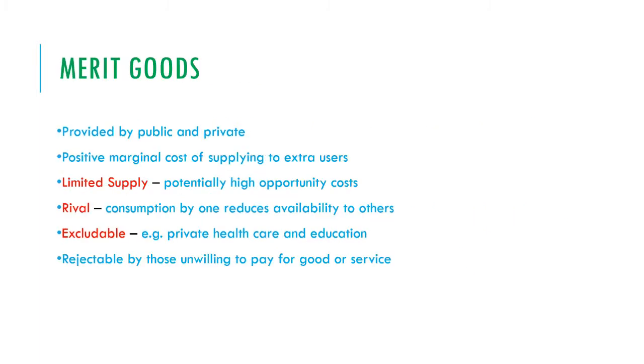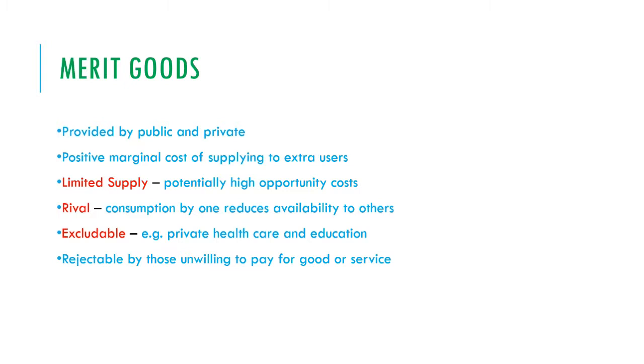Merit goods are provided by the public and the private sector. It has a positive marginal cost of supplying extra users. They also have a limited supply, so potentially high opportunity cost. Rival has an influence where its consumption by one reduces the availability to others. Now we're talking about private and public here, so basically if the public sector consumes a lot of it and rivals, the private will have less availability. Excludable: private healthcare and education, so if more people go private, then the public are going to decrease.